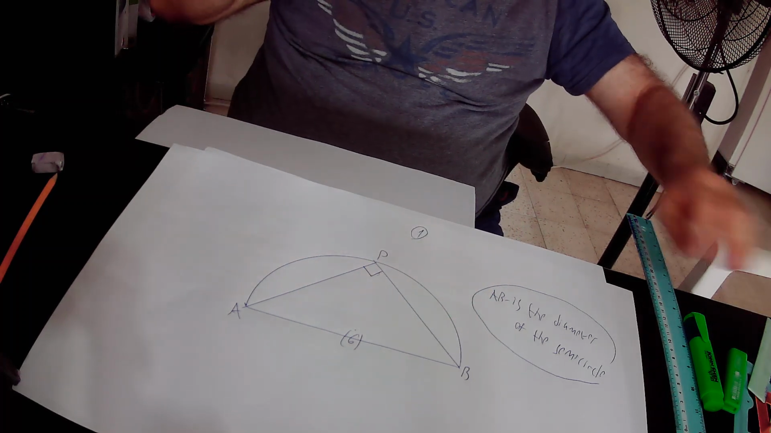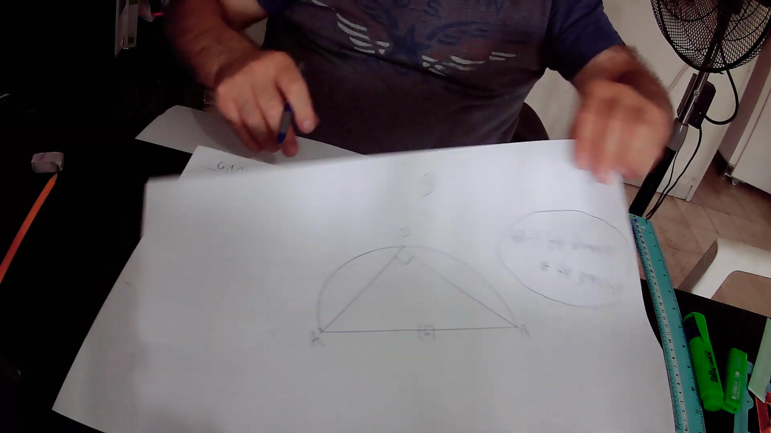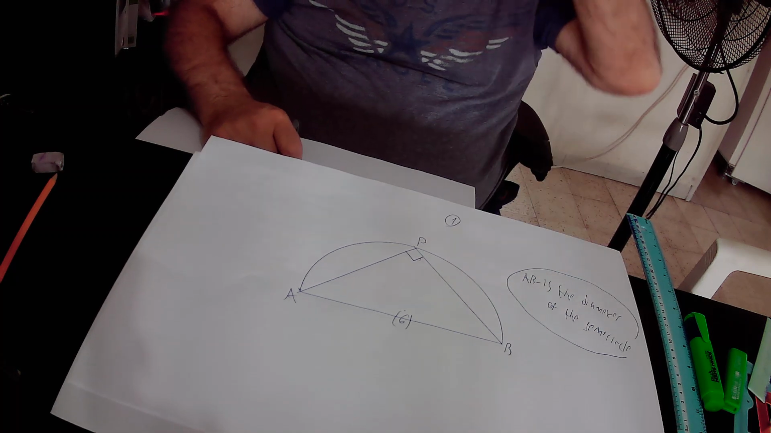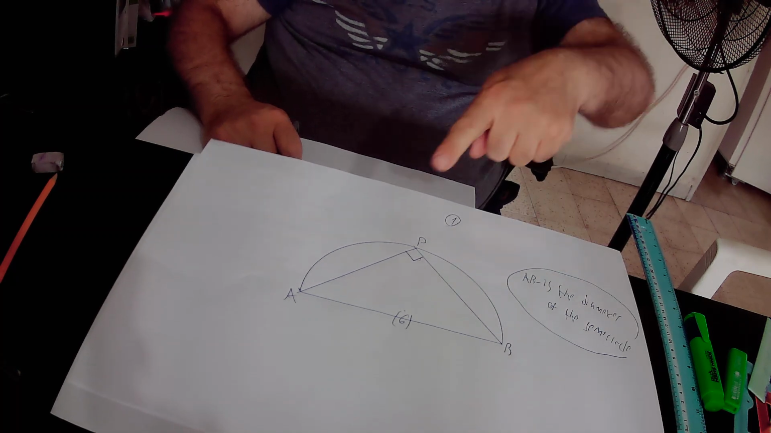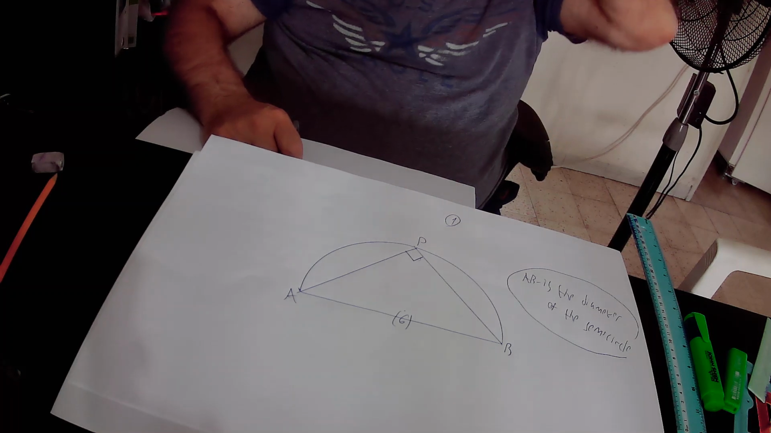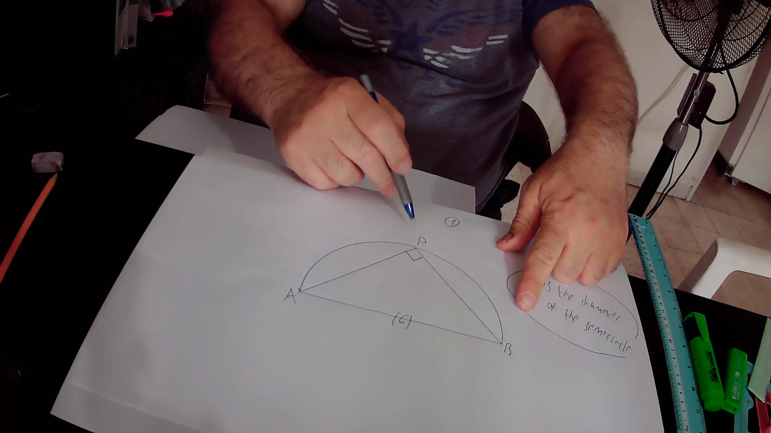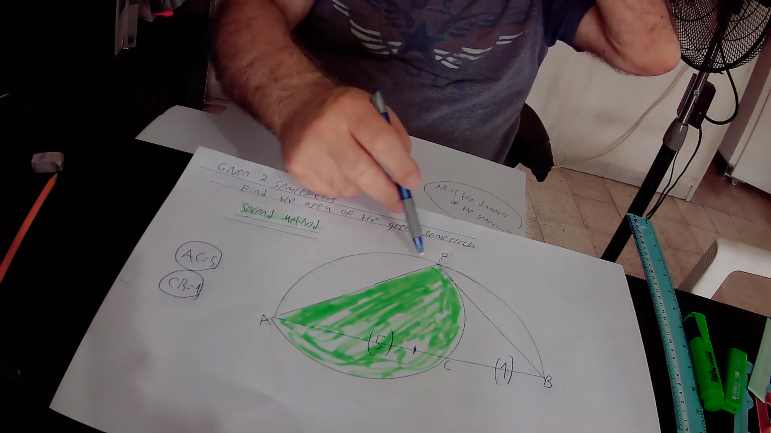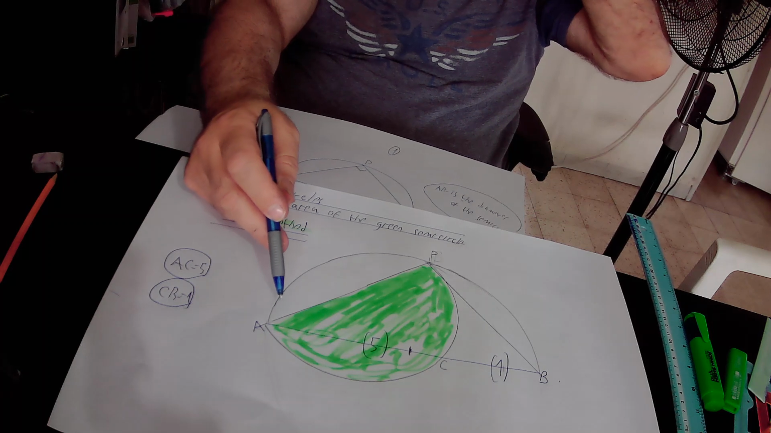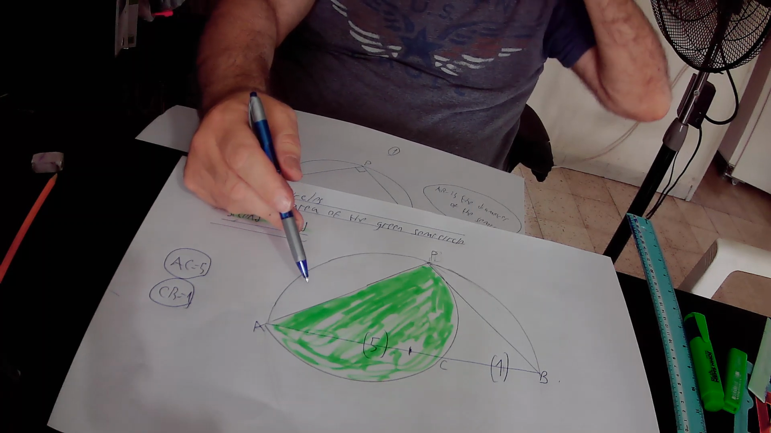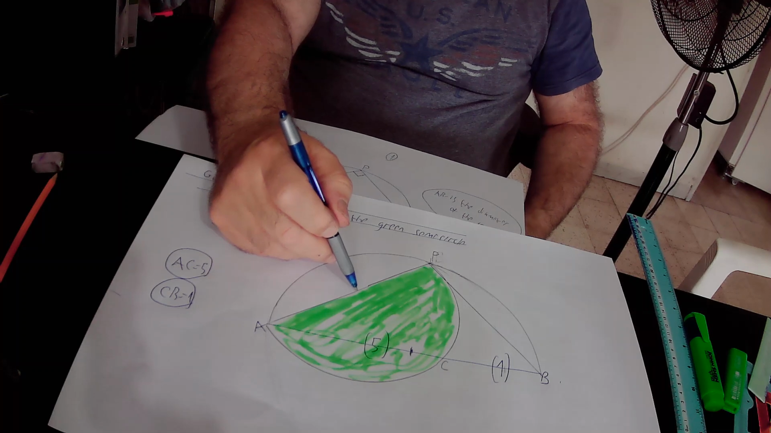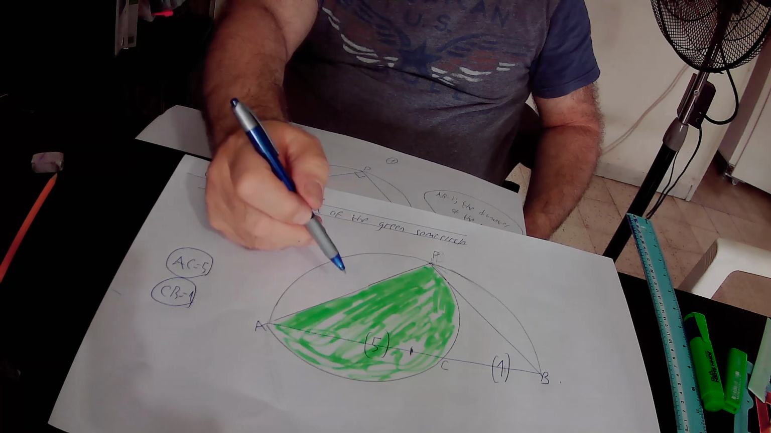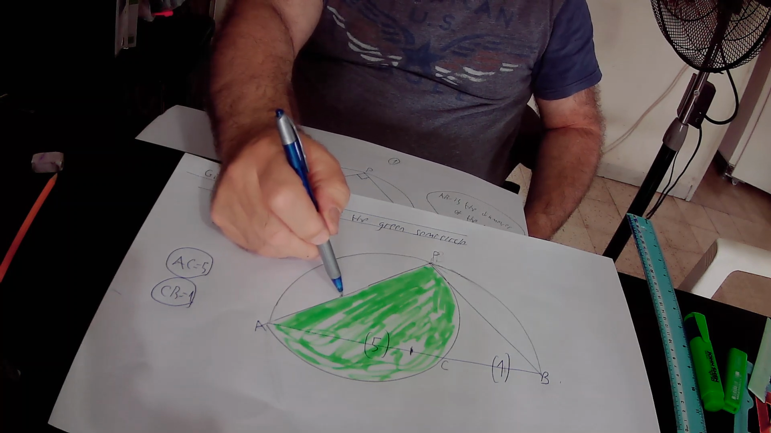Okay, so here BP creates 90 degrees with PA. Again, BP creates 90 degrees with PA. So we define the center of this green semicircle. This point is point O.